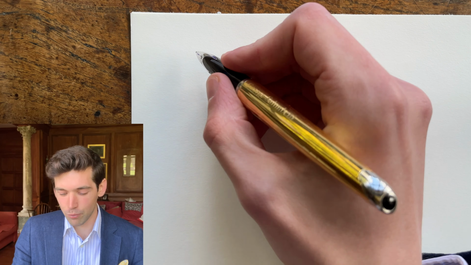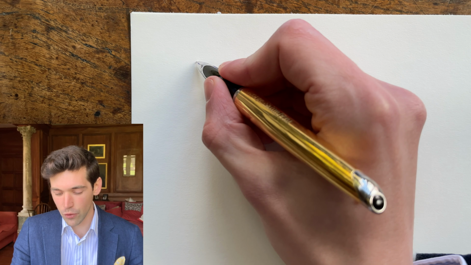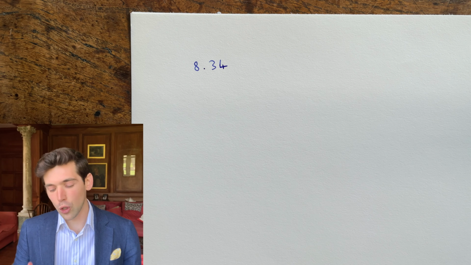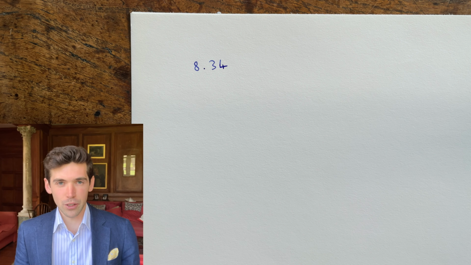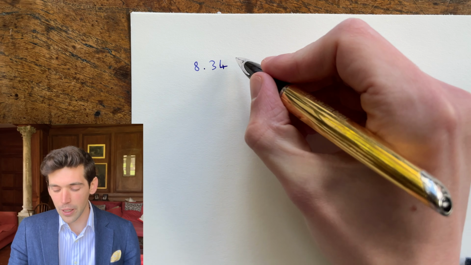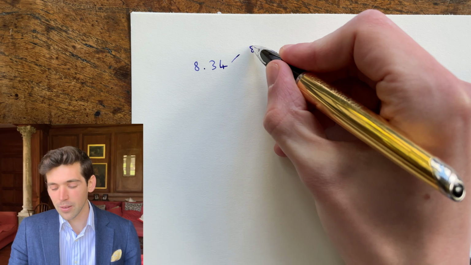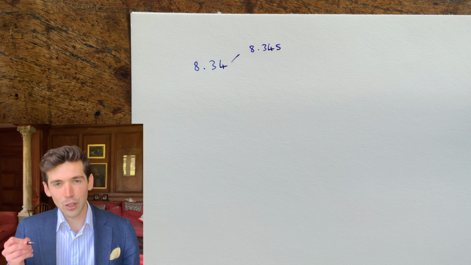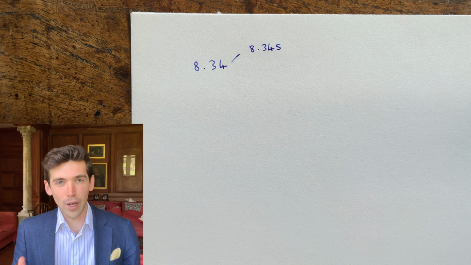Hello, let's talk about that highly unpopular topic of upper and lower bounds. Let's start with the basics. If you've got a number like 8.34, and you've been told this is accurate to 2 decimal places, find the upper bound. Because this is a quick video, to do it you basically just add on a 5 at the end.